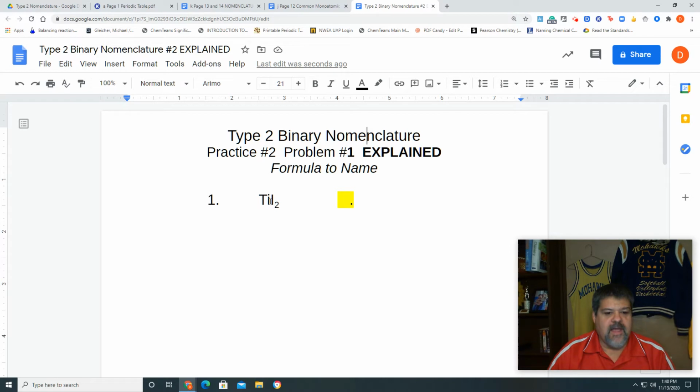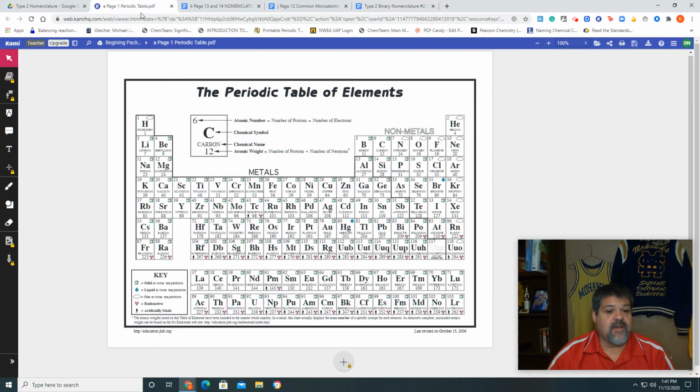Okay, so we have to figure out what the charge of Ti is and what it stands for, because in the name for type 2, we have to make sure that we have a Roman numeral. The first thing is, is it a type 2? So let's go to the periodic table. Ti is right here. It is titanium. So we know that we're going to put down titanium. It is in this group that is type 2.